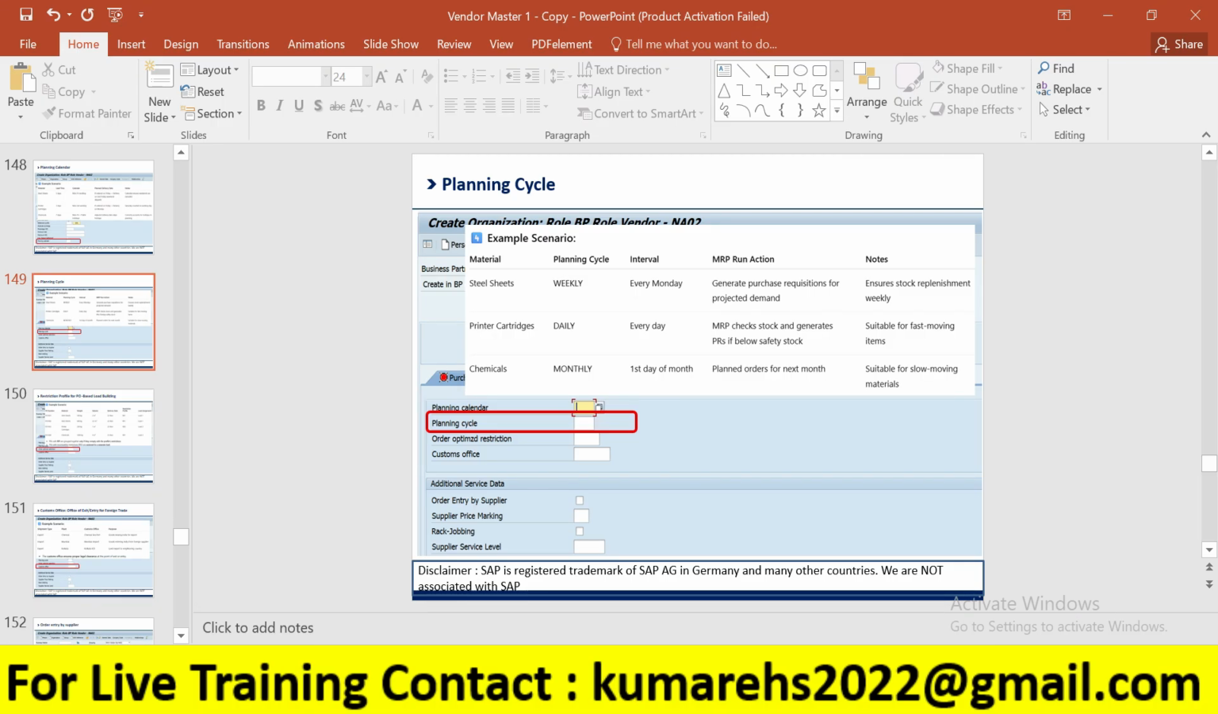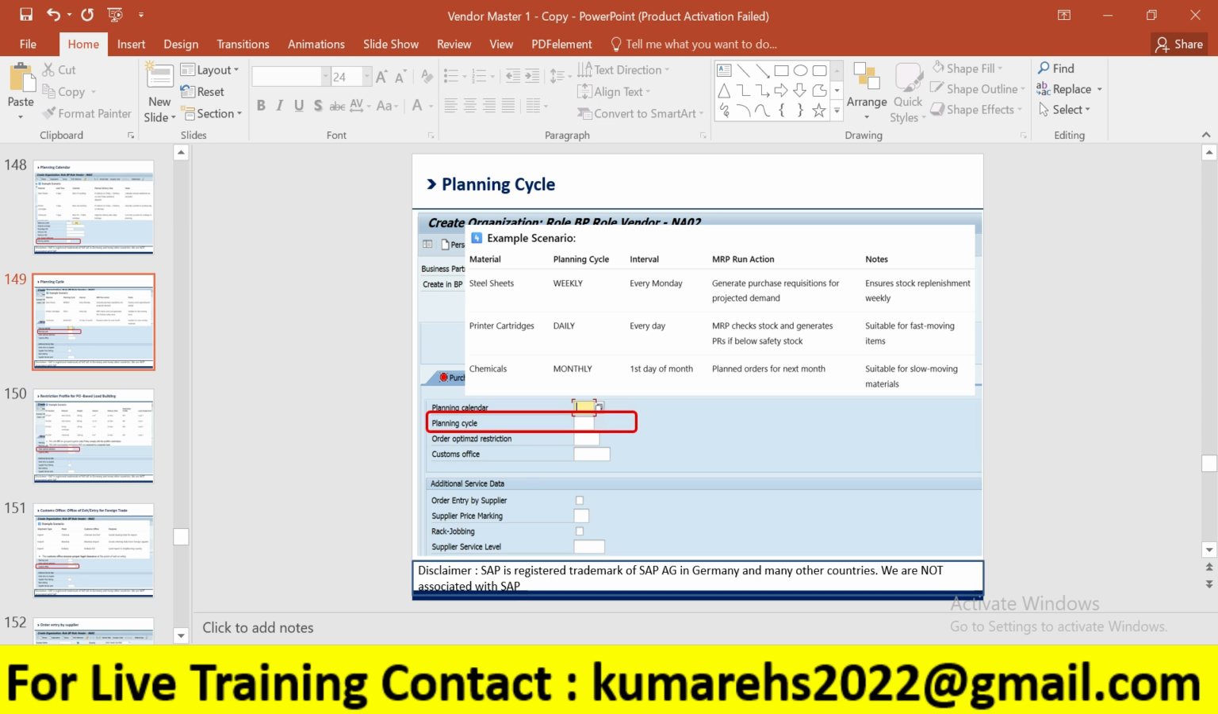The important tips: use shorter cycles for high volume, fast moving items. Use longer cycles for slow moving or expensive items to reduce planning effort. Ensure planning cycles align with the lead time and delivery schedules.